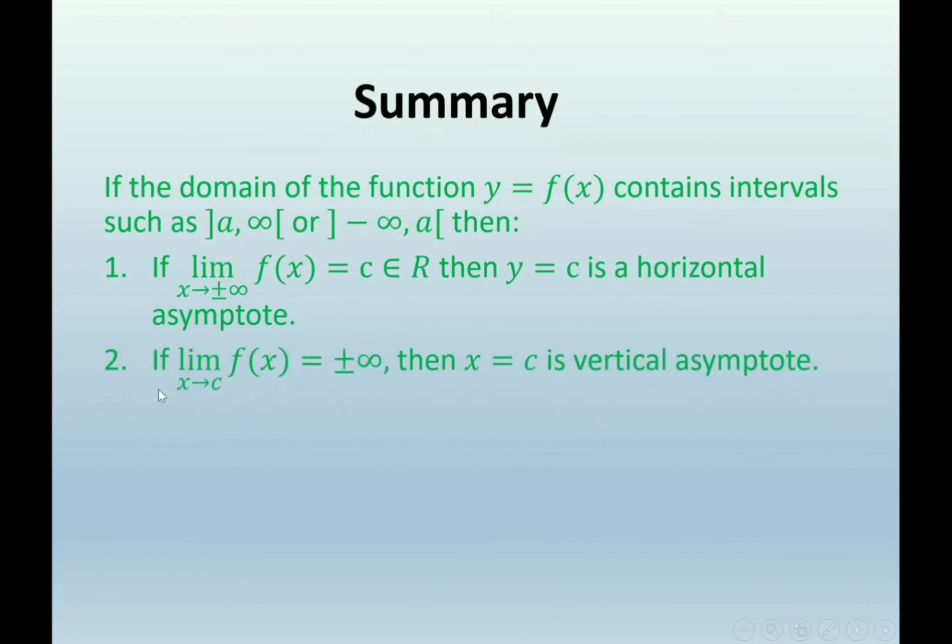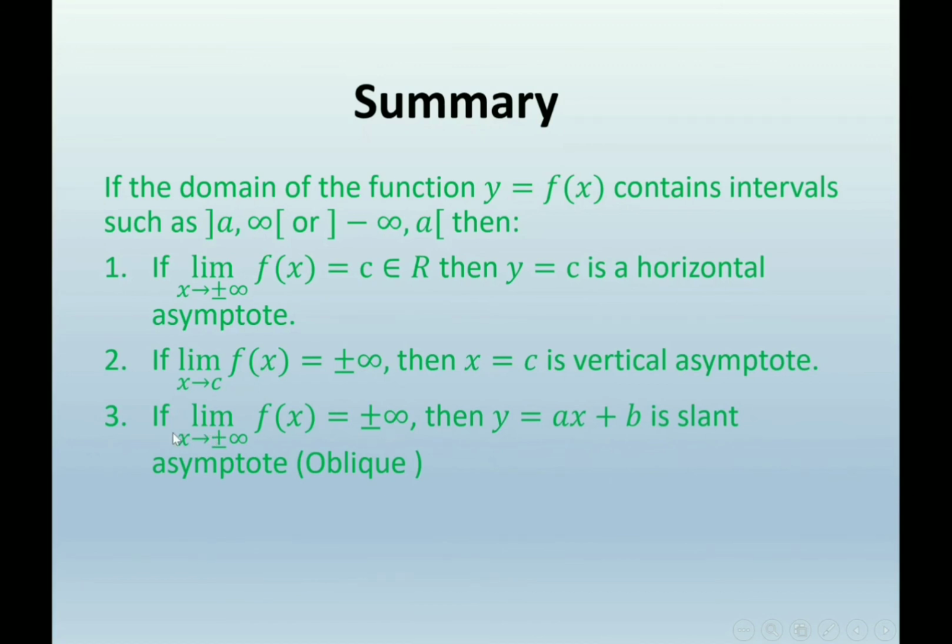Number 2, if the limit when x approaches c of the function f of x goes to plus or minus infinity, then x equals c is the vertical asymptote. And you can find the vertical asymptote without using limits. You can just equal the denominator to 0 and solve it.